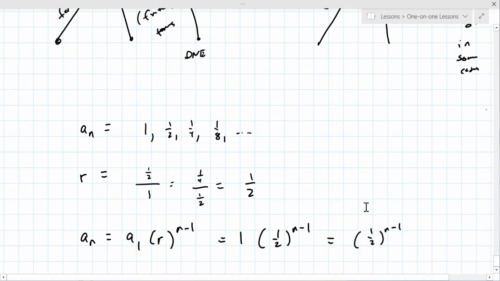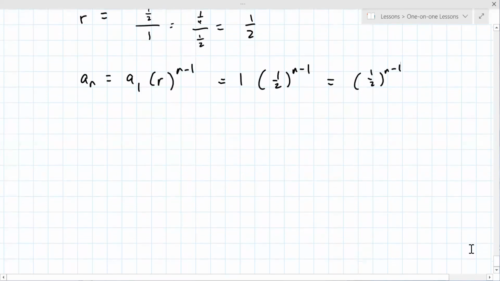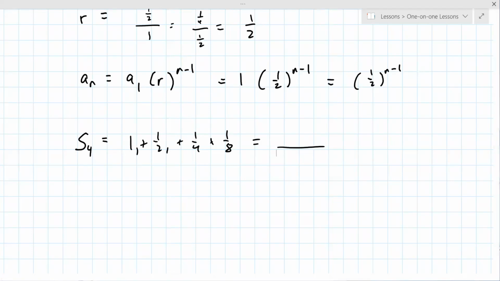Now I could ask you for the sum of this. I could say, what's the sum of the first 4 terms? For the first 4 terms, you might just say, well, I'll just write them and add them. That's totally reasonable, and you get whatever you get. There's also a formula for a partial sum. The infinite sum formula is much more simple. Partial sum of geometric series.